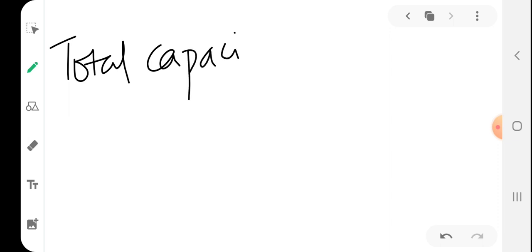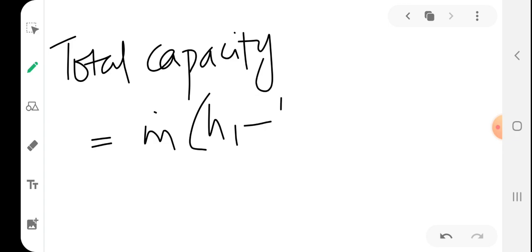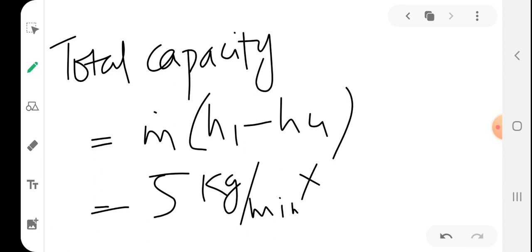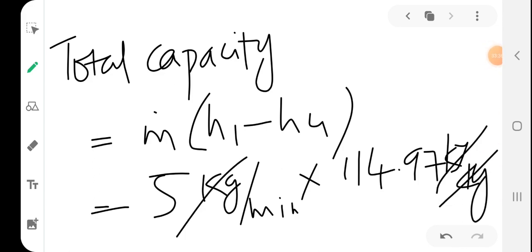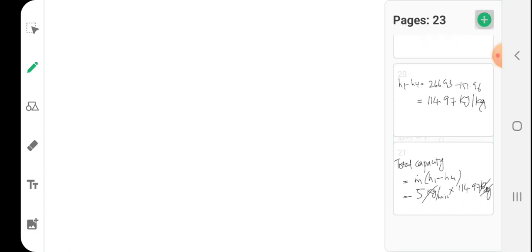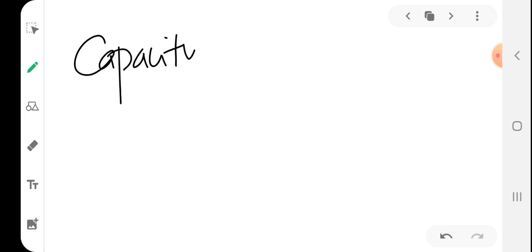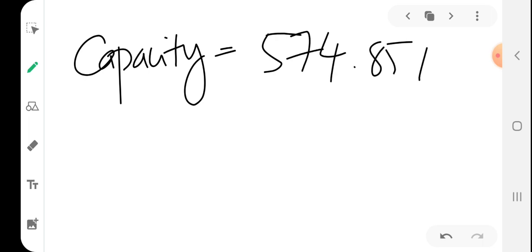So the total capacity will be equal to m dot into (H1 minus H4). So m dot means the rate of fluid flow. It is given as 5 kilogram per minute, into 114.97 kilojoule per kilogram. So the kilogram cancels, and you will get the capacity as 574.85. And what will the unit be? Kilojoule per minute, right?